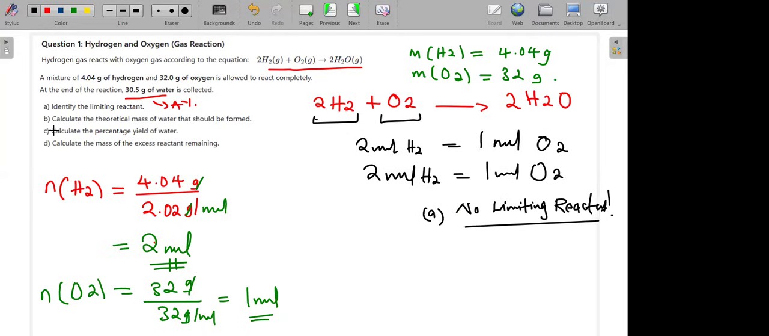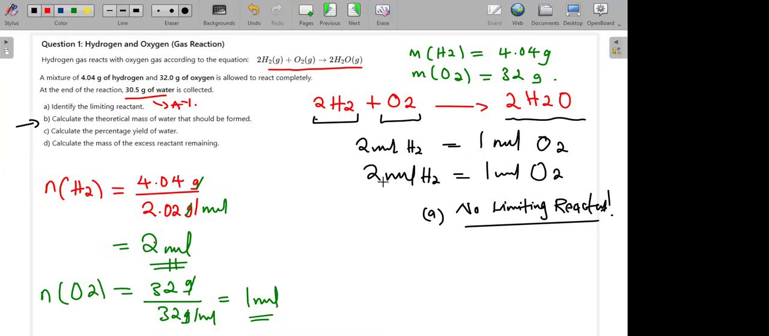And then part B, they were saying calculate the theoretical mass of water that should be formed. So if we had found a limiting reactant, then to calculate the amount of water that would be formed, we would use the moles of that limiting reactant. But here, since we don't have the limiting reactant, it means we can use any of the moles. We can use either the moles of this or the moles of this to calculate the what? The theoretical mass of the water that was formed.